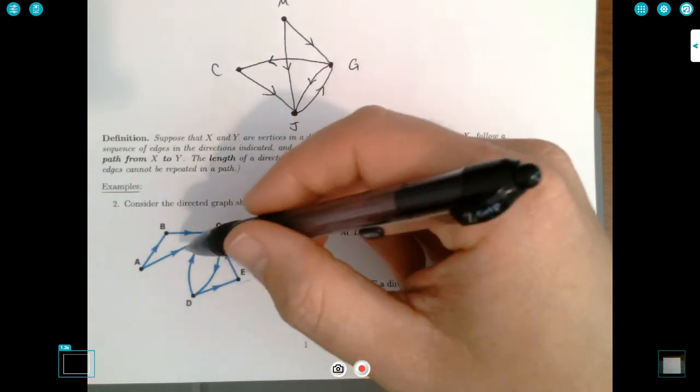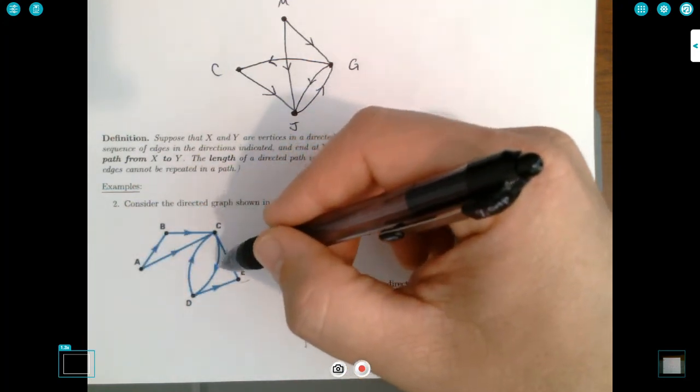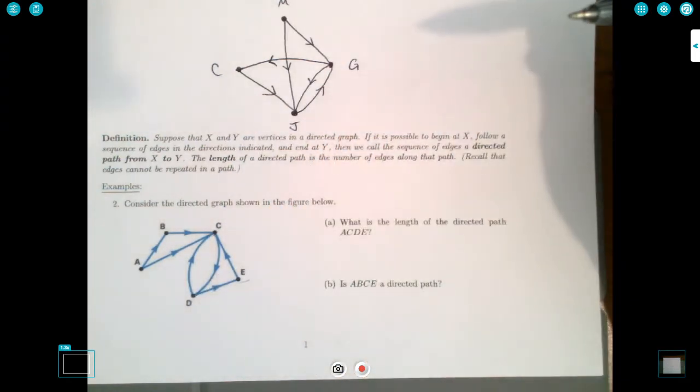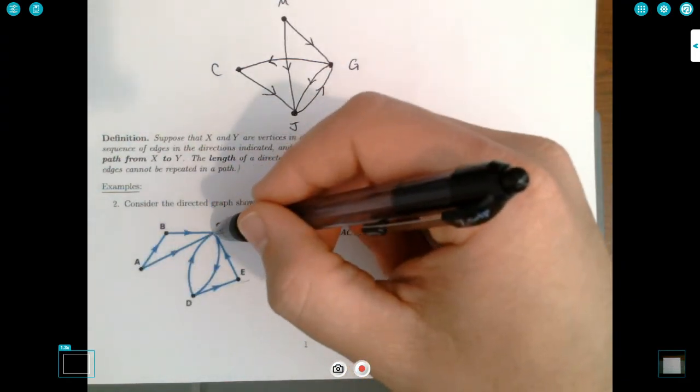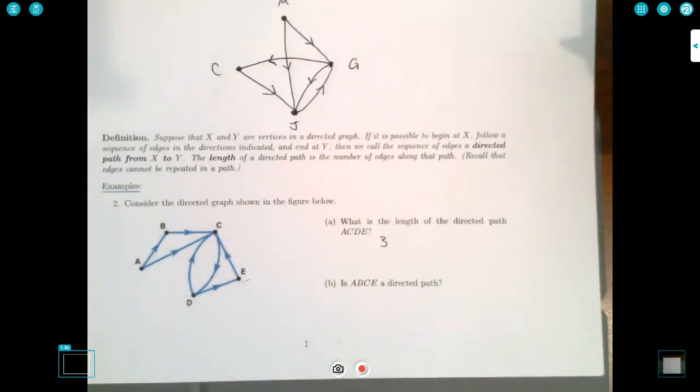ACDE. Okay, yeah, so we're flowing in the right direction. How many edges are there? 1, 2, 3. So the length is 3.